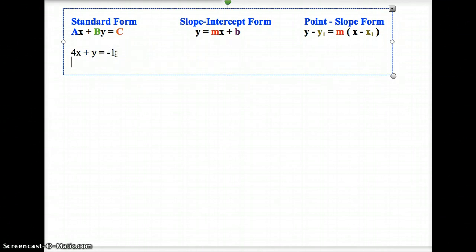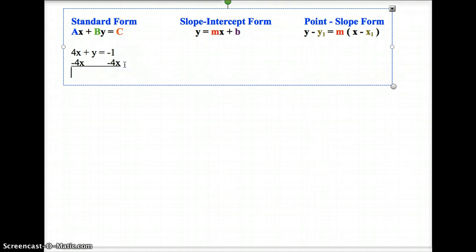So let's start with this one now. Currently, we have a positive 4x being added to our y. So what's the opposite of a positive 4x? You've got it. It's a negative 4x. And remember, whatever I do to one side of the equation, I must do to the other. So we'll subtract 4x over here. Now, this is where some people will make mistakes if they don't pay close attention. So please pay attention to what I'm about to do.